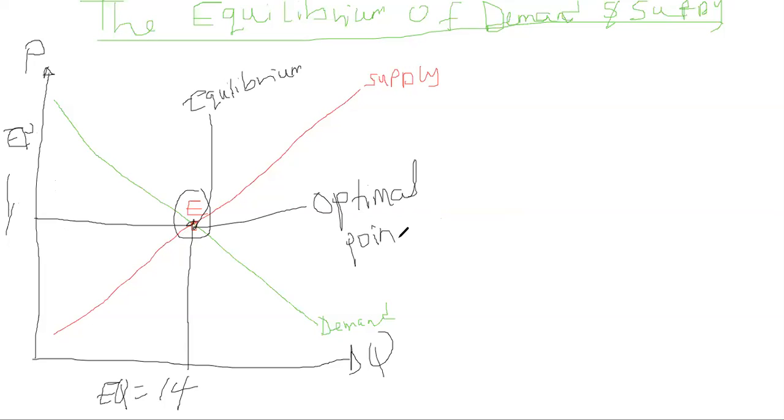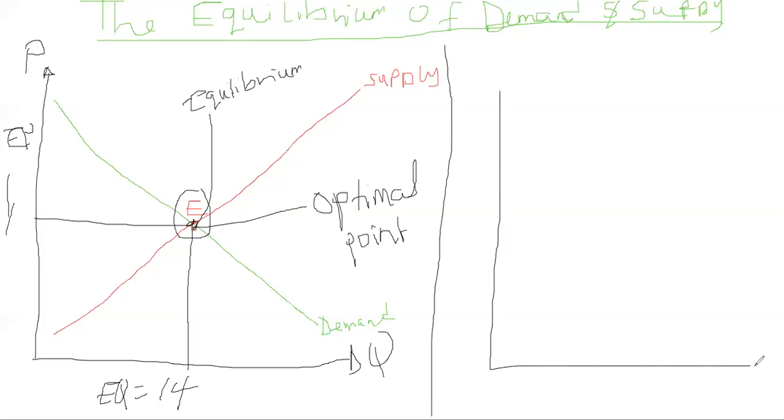But in the market, before equilibrium takes place, sometimes it can take time. So there are situations whereby we could be operating above or below the equilibrium. There are sometimes whereby the market might be operating below or above the equilibrium point, which is here. For example, we can have a situation like this.